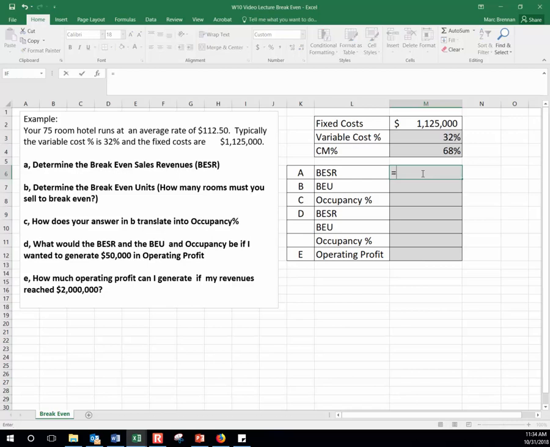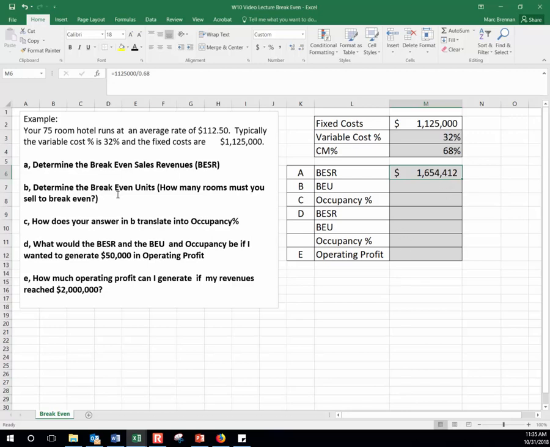If you go back to our presentation, to discover that, our fixed costs are $1.1 million divided by my contribution margin, so 0.68, our contribution margin percentage. And that should tell us that we need to have $1,654,412 in revenue to break even. That means that at that point I will have covered all of my costs, but I will also have not lost any money. So I'll start to make money, but I'll also have not lost money.